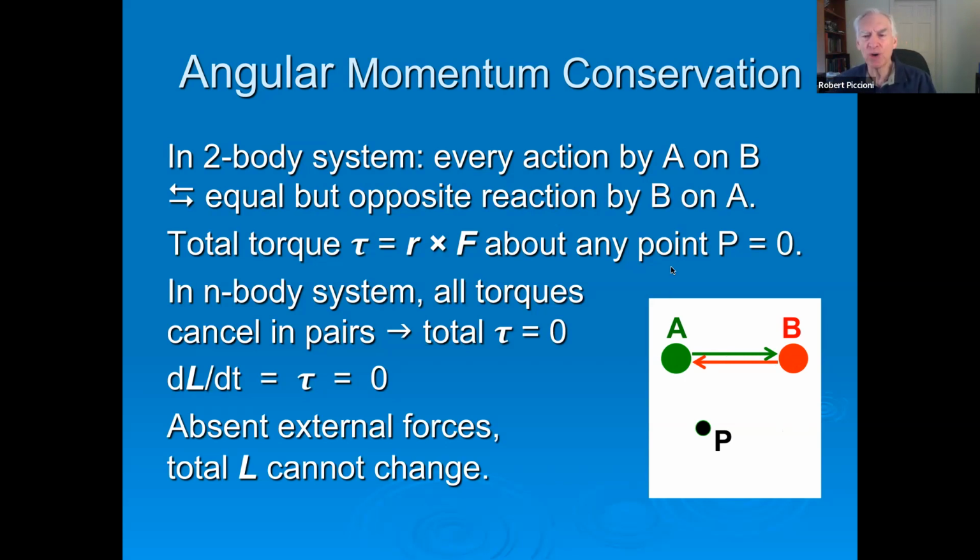So if there are no external forces, then the body will have 0 torque, and therefore the momentum will not change. So we have the same law as we have in Newton's linear physics, which is absent any external forces, the total momentum does not change. Absent any external torques, the total angular momentum does not change.